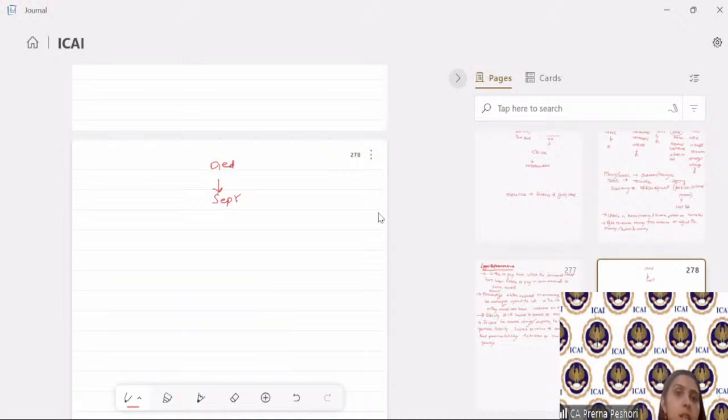If there are two persons, so up to the date of death, so April to September will be in the hands of the legal representative, and up to March, it will be in the hands of the executor. Is that clear? So quite possible there are both executor also and legal representative also. Any doubt? And the residential status of the executor will be based on the residential status of the deceased person. Clear?